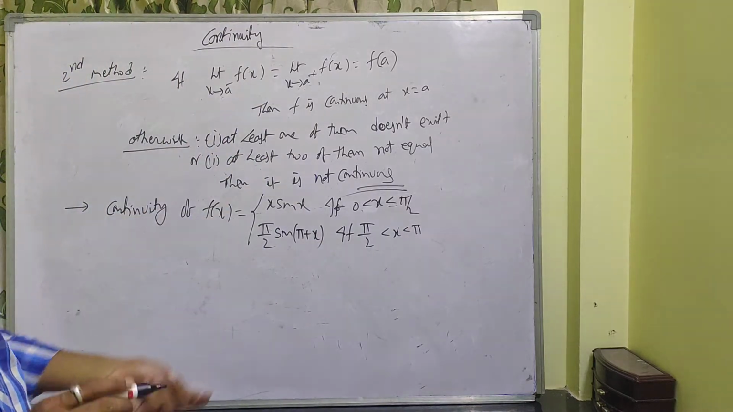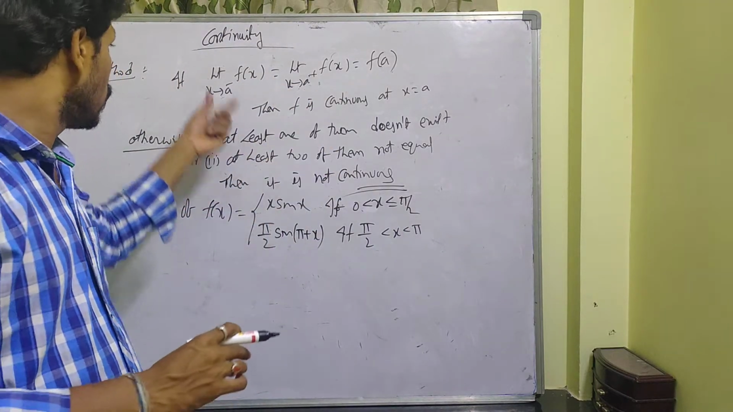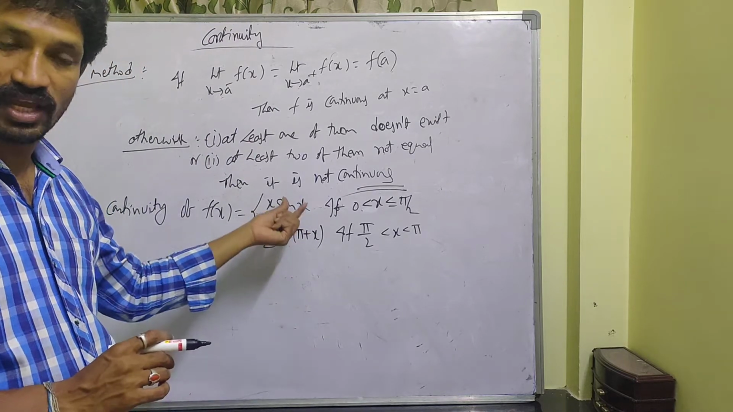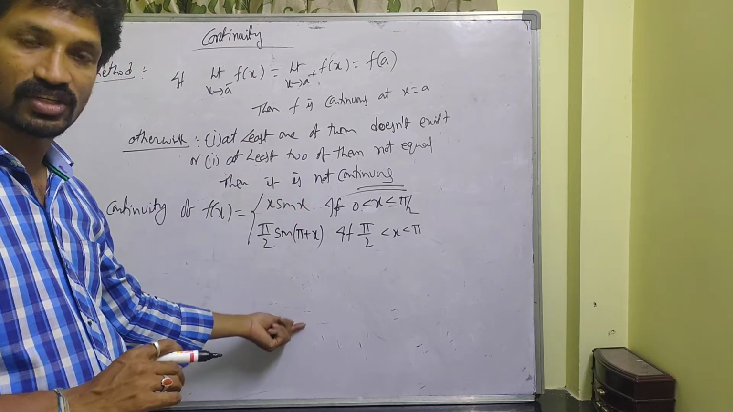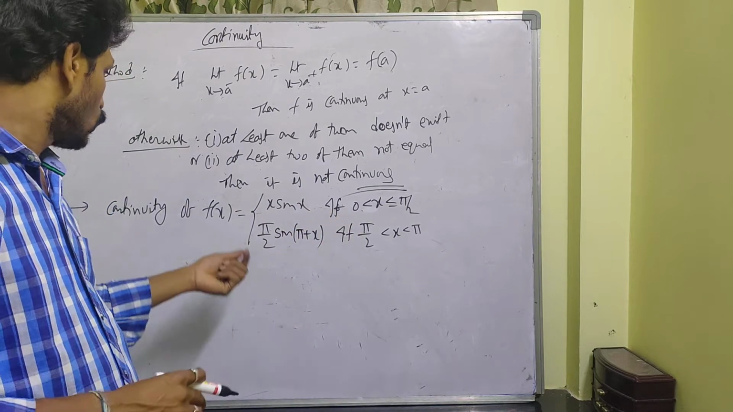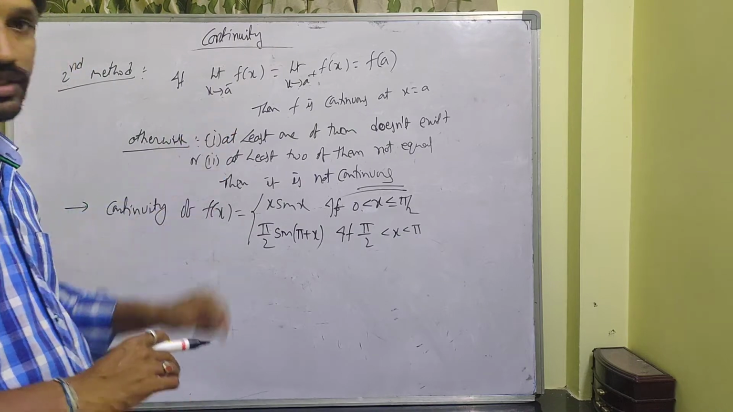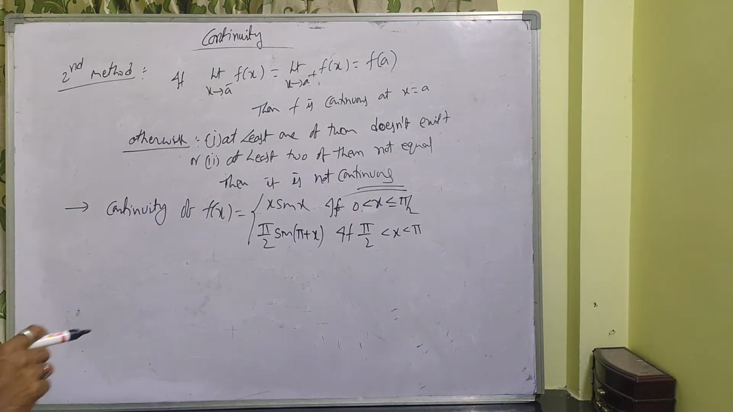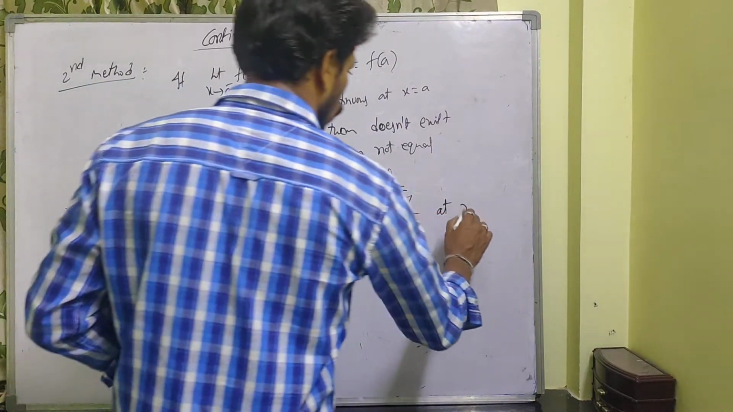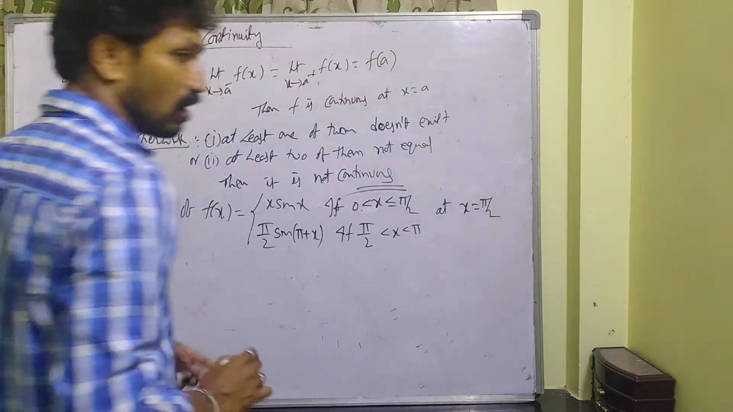The previous method is useful for a direct quotient. This method is useful for piecewise functions. These are piecewise functions. If they give 2 functions, 3 functions, 4 functions like this, where the function changes between the intervals, then this procedure is useful to you. Okay, at x is equal to 5 by 2, what is asked? Is it continuous or not? You have to check it out.